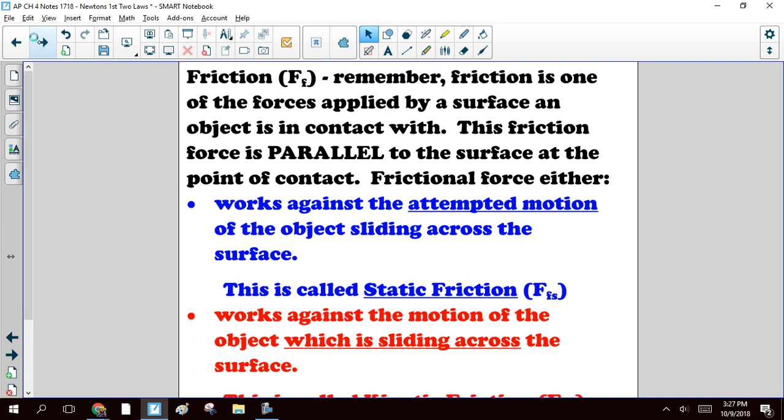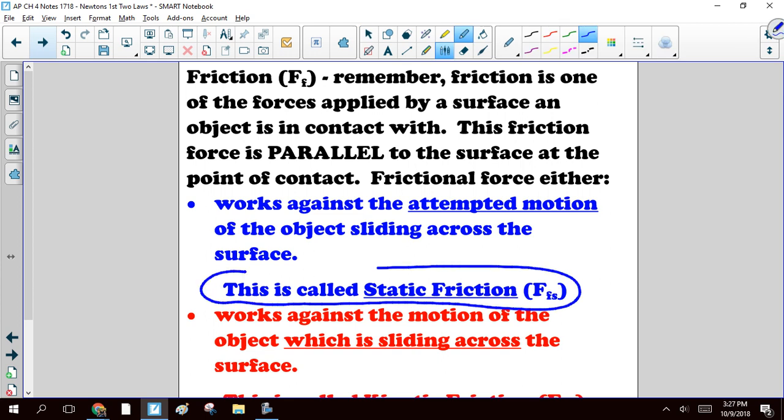So remember, friction is one of the forces applied by a surface that an object is in contact with, right? We've already talked about normal force, which is a force that is perpendicular to the surface that the object is in contact with. Friction is parallel to the surface at the point of contact, right? And friction will do one of two things. It'll either try to prevent two objects from sliding, in which case it is called static friction.